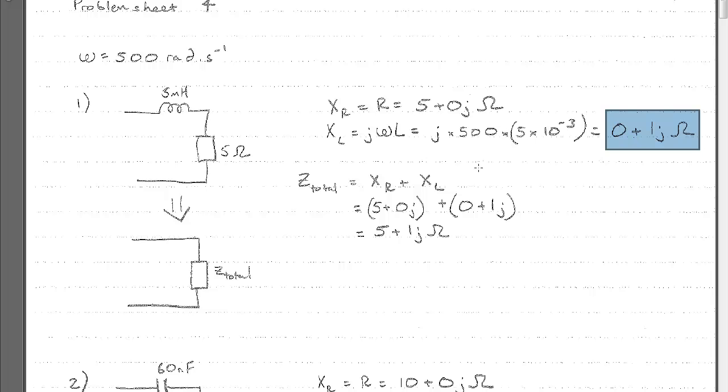So to convert finally to our Z total, because they're in series, we can just add them together. It's going to be X_R plus X_L, which is 5 plus 0j plus 0 plus 1j. Just add them directly together and it gives us a final answer of 5 plus 1j ohms. So that's the answer to question 1. See, that wasn't as bad as you thought it would be, was it?